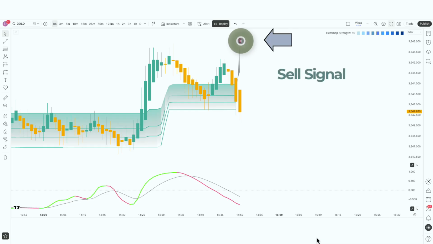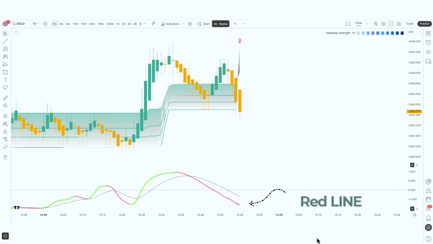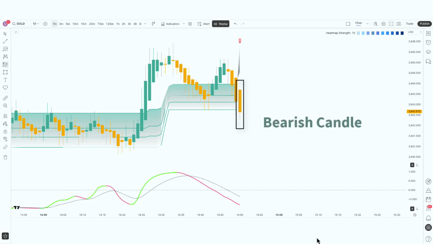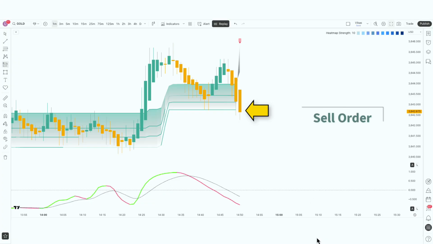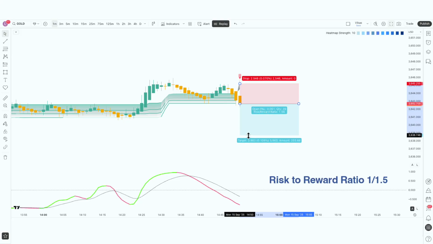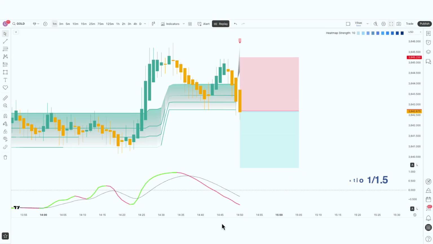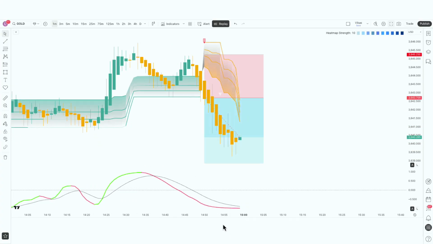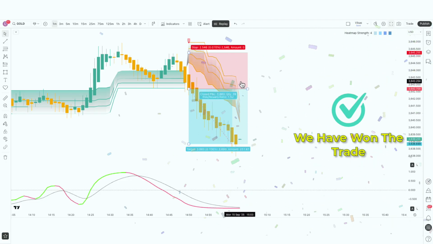When the heat map circle of this indicator is sell signal, when the normalized smoothed should be red line, when the market forms a bearish candle. If this condition is fulfilled, then we will place sell order. Our stop loss is to be placed at the previous high of the market, and the risk to reward ratio will be 1 is to 1.5. The market has completely hit the target.